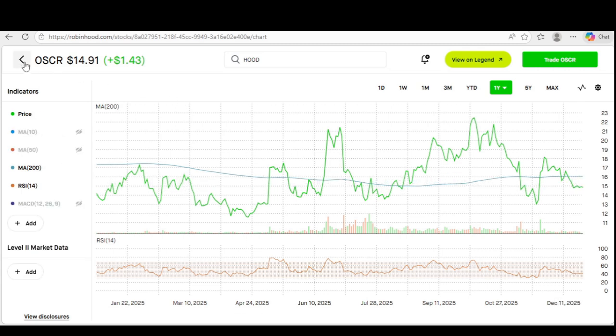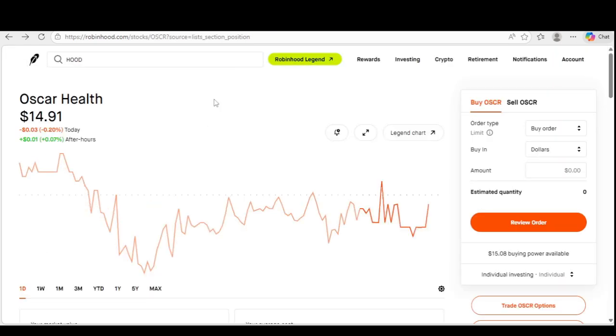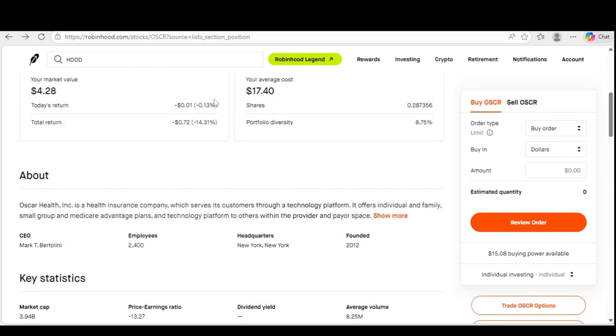It does not stop there. Let's go back to Oscar. And now we're going to jump back into some other metrics that are going to help you decide whether the stock is overvalued, fairly valued, or undervalued. So we're going to go ahead now and scroll down.